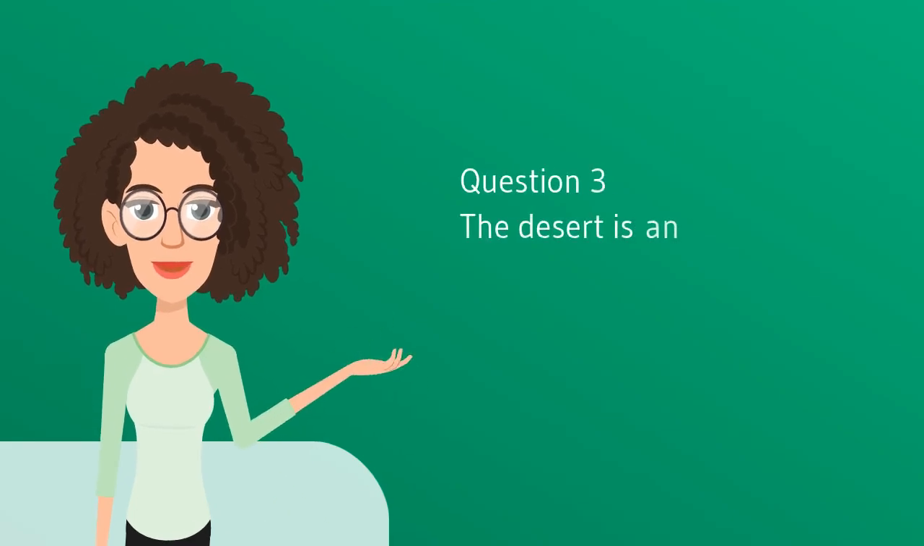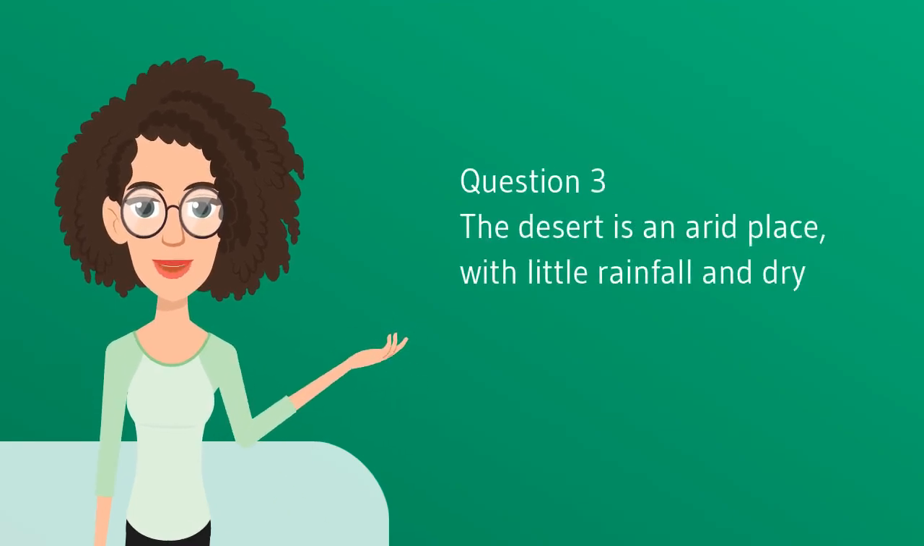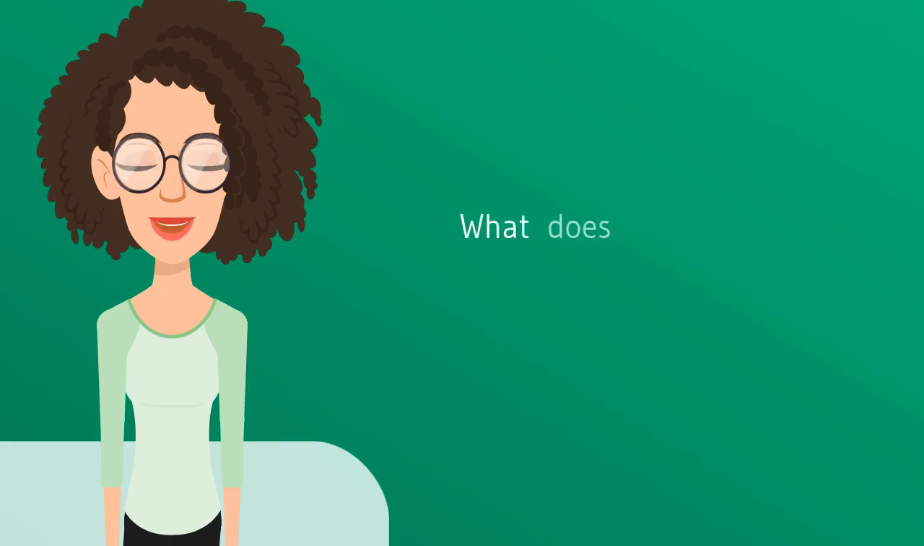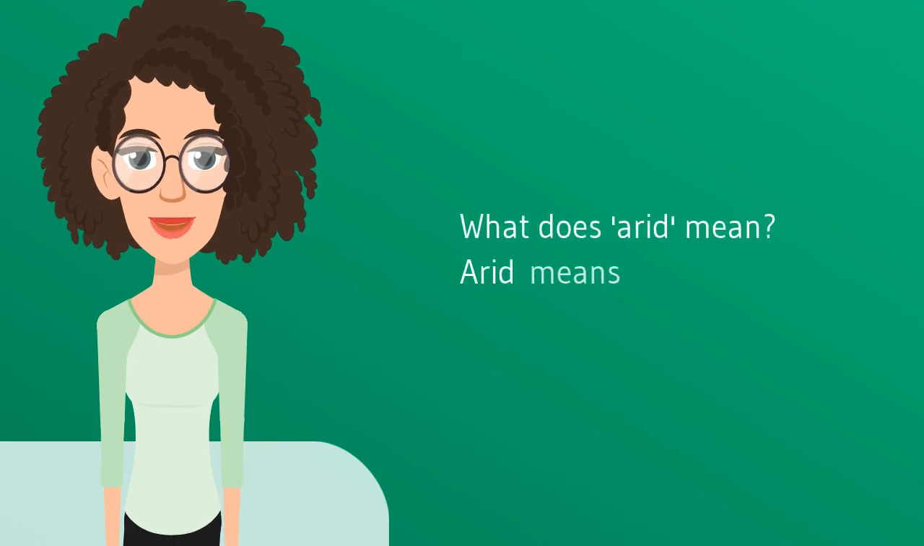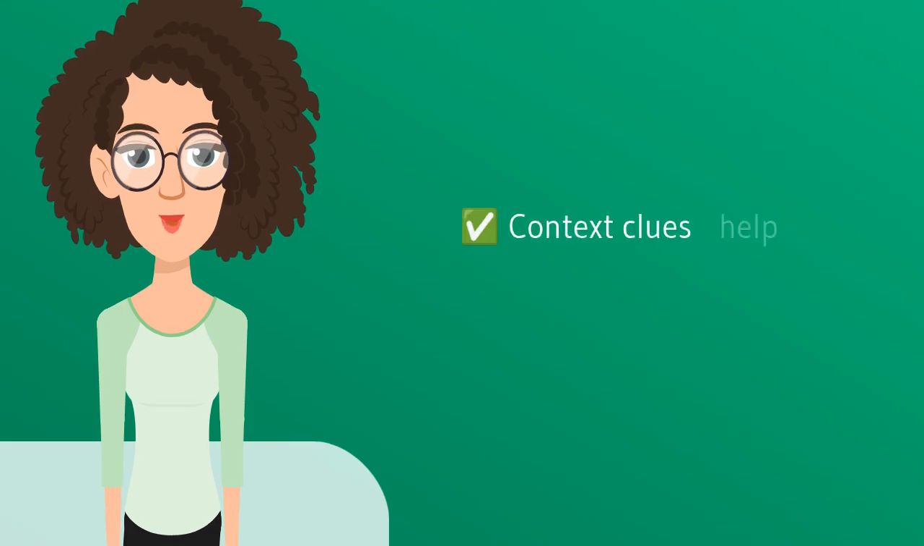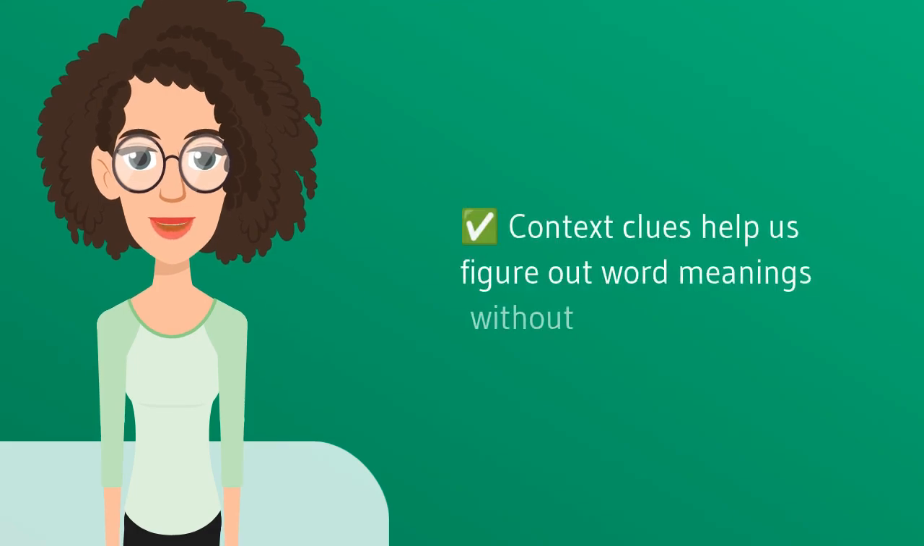Question 3. The desert is an arid place, with little rainfall and dry conditions. What does arid mean? Arid means very dry. Let's review what we learned today. Context clues help us figure out word meanings without a dictionary.